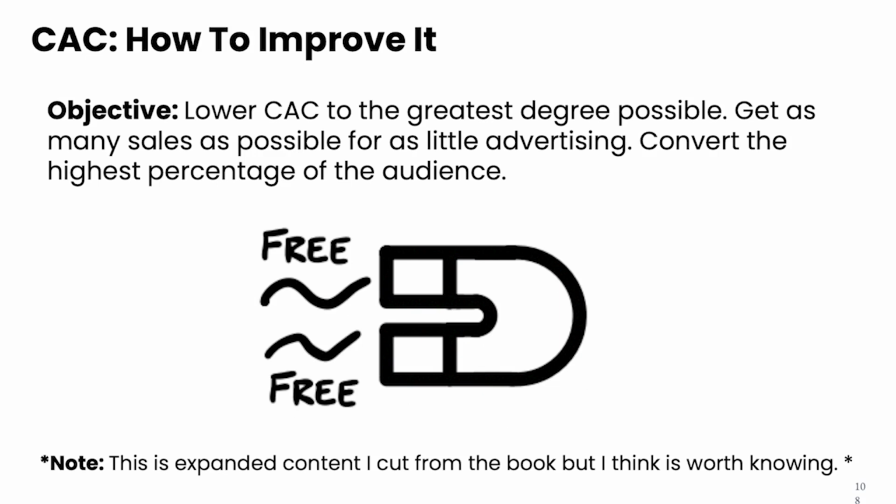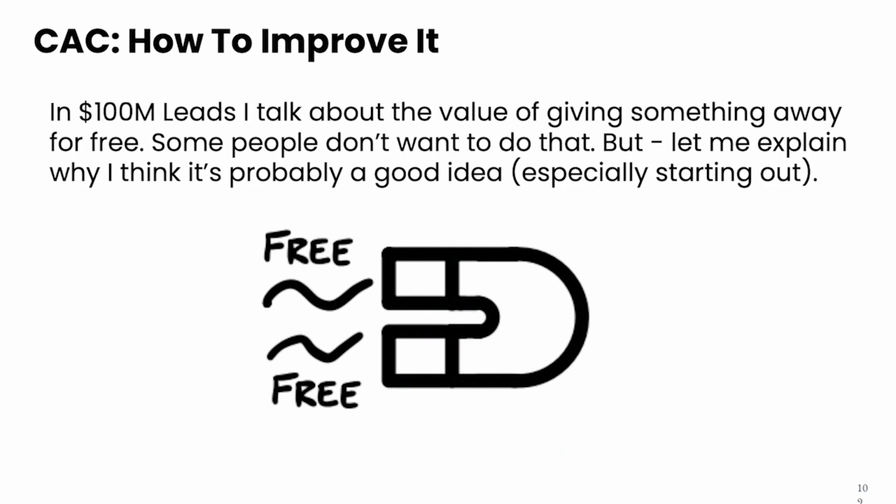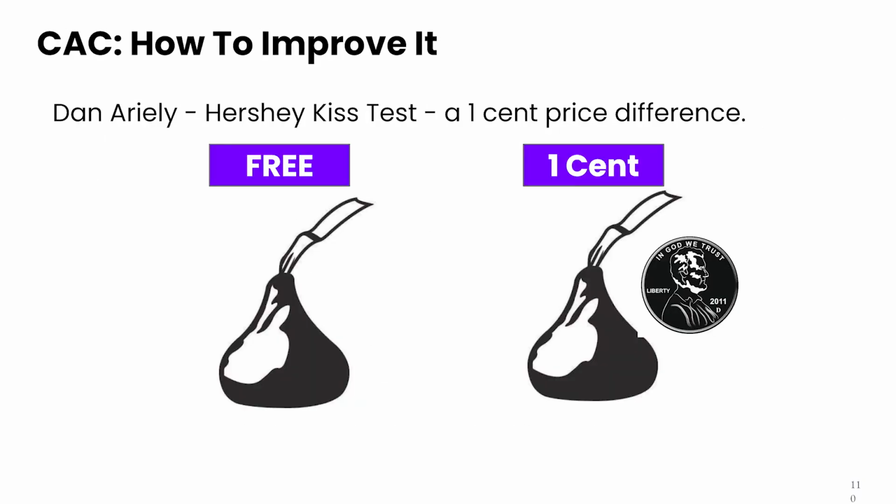Use them. For us, if our objective is to lower CAC to the greatest degree possible, we want to get as many sales as possible for as little advertising dollars as possible. That means we want to convert the highest percentage of our audience. Note that this is expanded content from the book that I just think is worth knowing. In $100 million leads, I talk about the value of giving something away for free. Some people don't want to do that, but let me explain why I think it's probably a good idea, especially if you're starting out.